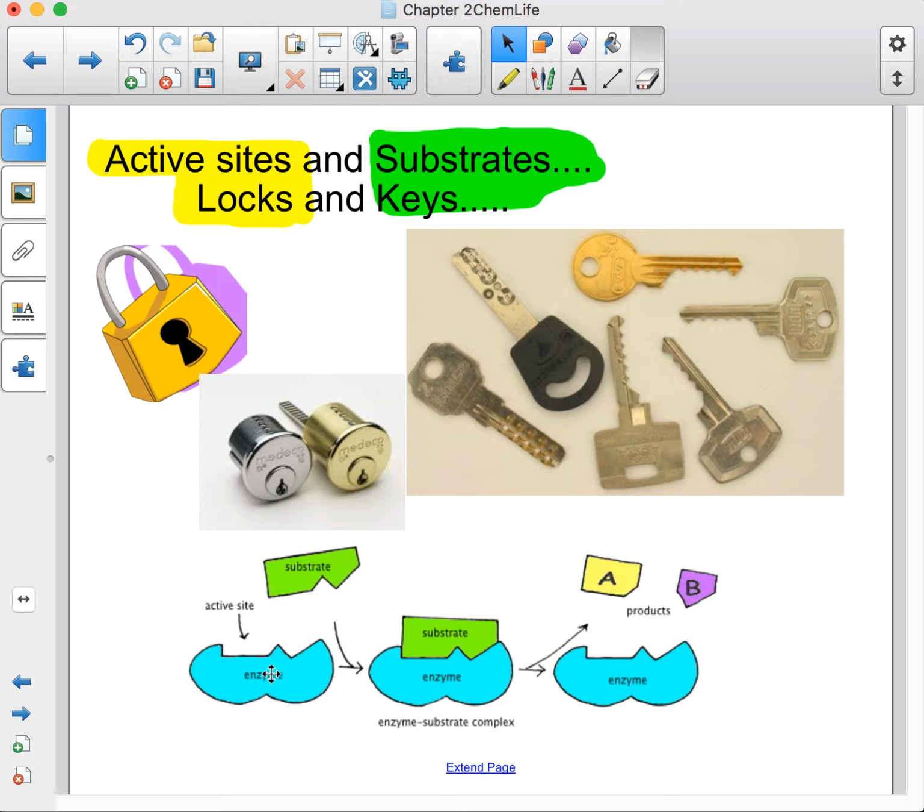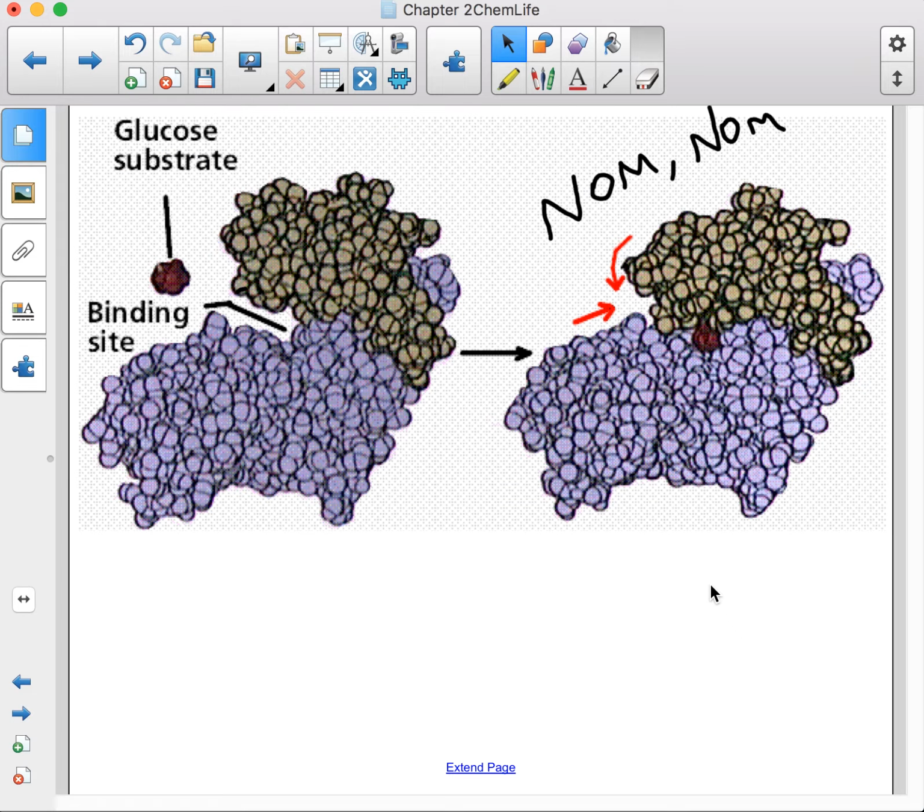So down here I have the enzyme, here's the substrate, this is the active site. Very shape specific. Substrate binds to it. I have formed a complex here. Chemical reaction occurs. In this case, we're going to break the substrate down, kind of like what salivary amylase does with complex carbs, breaking it down into maybe monosaccharides, and these are my new products. So here's glucose substrate in a binding site that binds to glucose, and you can see that it just nestles right in there perfectly. Nom, nom.